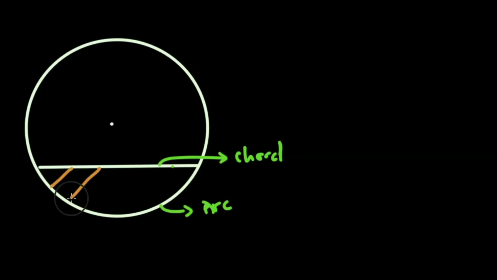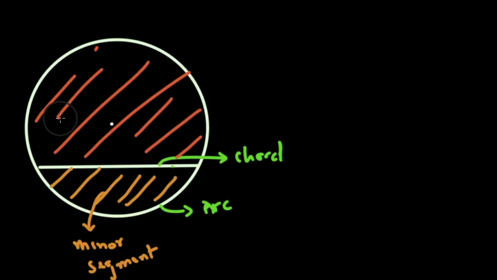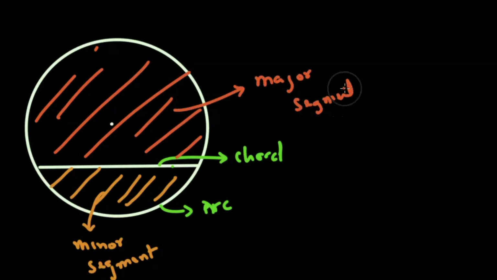Now moving on, what is a segment? A segment is a region bound by a chord and an arc. So here we have a chord and here we have an arc. This arc right here is the minor arc. Alright, so this region is a segment and it is the minor segment. Now the region bound by the chord and the major arc is this region right here, and this region is the major segment. And of course we have the major arc.